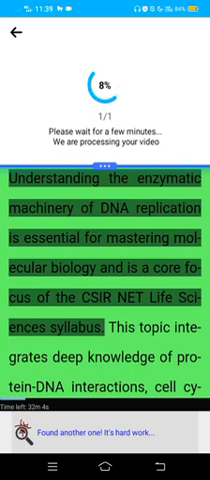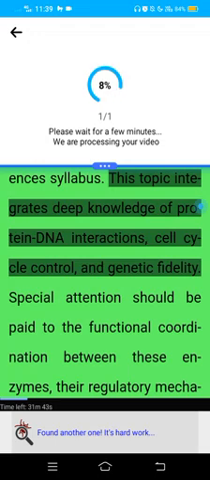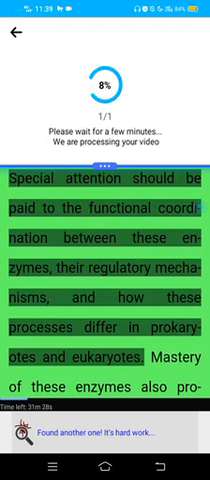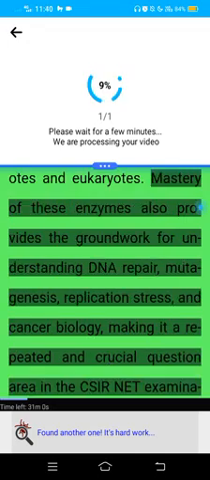Final thoughts. Understanding the enzymatic machinery of DNA replication is essential for mastering molecular biology and is a core focus of the CSIR-NET Life Sciences syllabus. This topic integrates deep knowledge of protein-DNA interactions, cell cycle control, and genetic fidelity. Special attention should be paid to the functional coordination between these enzymes, their regulatory mechanisms, and how these processes differ in prokaryotes and eukaryotes. Mastery of these enzymes also provides the groundwork for understanding DNA repair, mutagenesis, replication stress, and cancer biology, making it a repeated and crucial question area in the CSIR-NET examination.